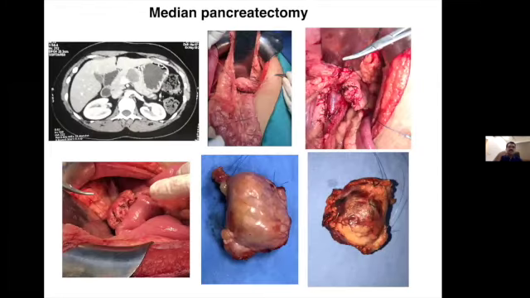The second procedure described is a median pancreatectomy. This is the one-week-back picture. You can see a lesion exactly at the neck of the pancreas. If you do a distal pancreatectomy, this patient will lose a large amount of pancreatic parenchyma and may develop diabetes. So we thought of doing what is called a median pancreatectomy, where the tumor-bearing segment of pancreas is resected with a margin, and the distal segment is anastomosed to the jejunum, just like we do after a Whipple's.